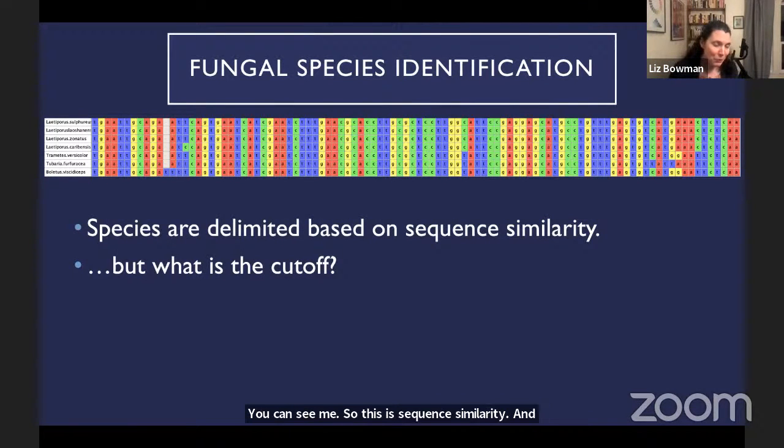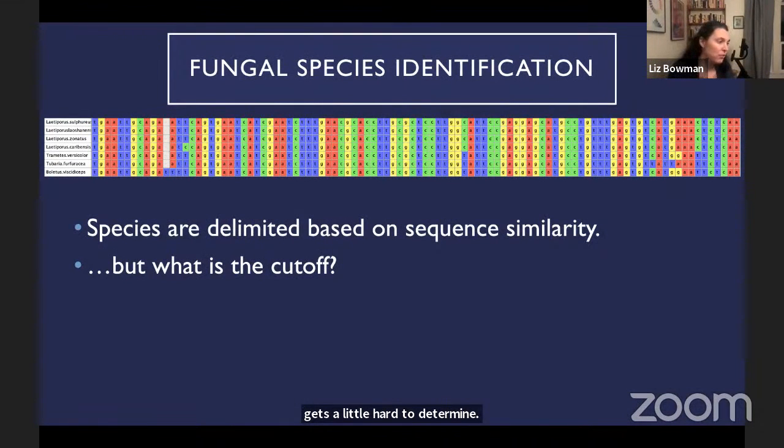And so the question here becomes, what's the cutoff? Do you need complete similarity for it to be the same species, or can you have like a few bases be different and it be considered the same species? And this is where it gets a little hard to determine. It kind of depends on what group you're looking at.